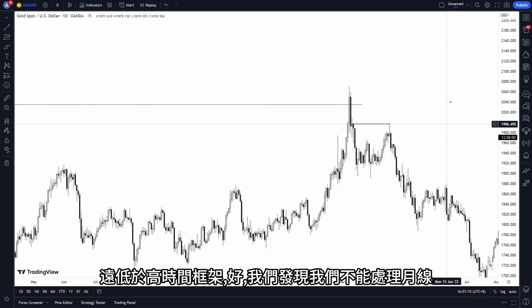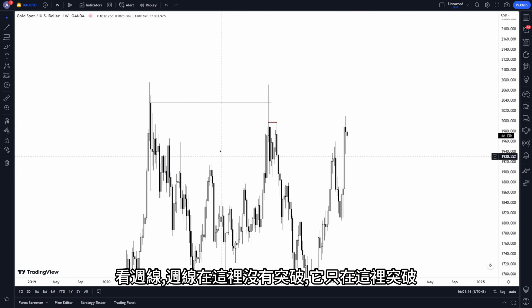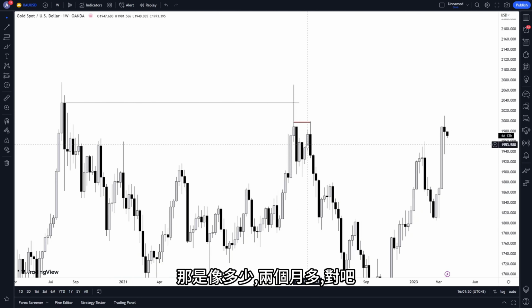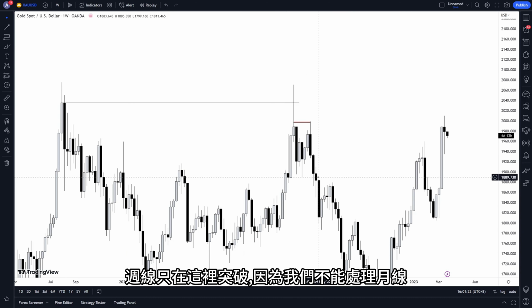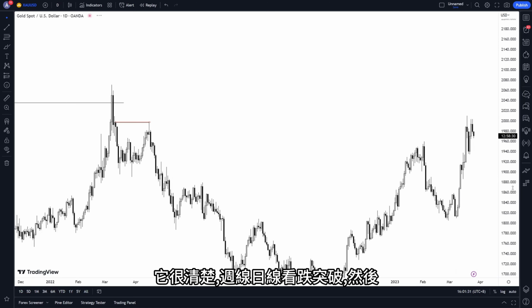Right? We figured out that we couldn't deal with the monthly. So why couldn't we deal with the monthly? Because weekly had not broken out yet. See, the weekly hadn't broken out here. It only broke out here, just like maybe 2 months plus. And because we couldn't deal with the monthly, we dealt with the weekly, the second best thing. Oh, we can deal with the weekly because it's clear: weekly reject weekly, daily bearish break.